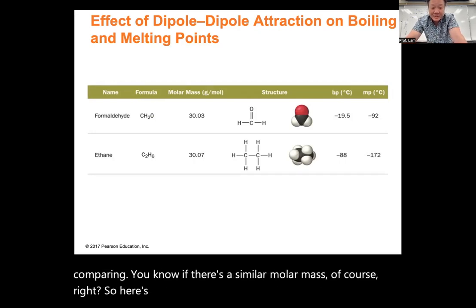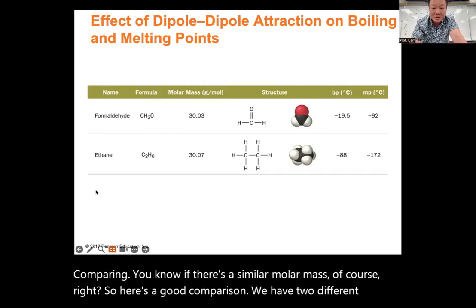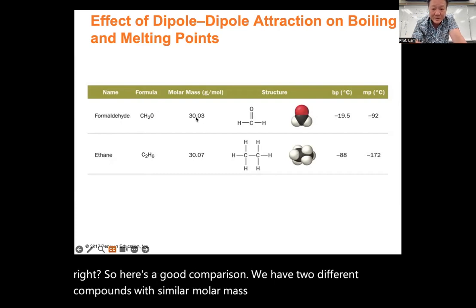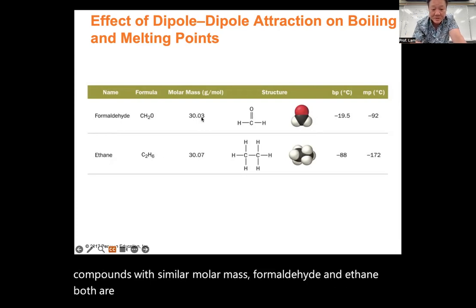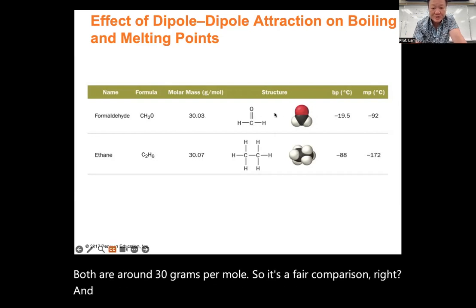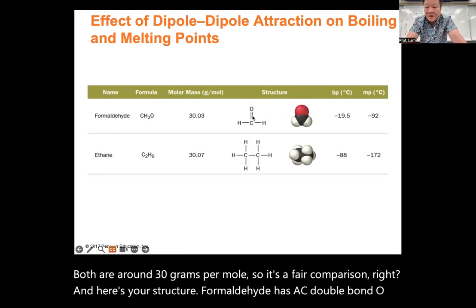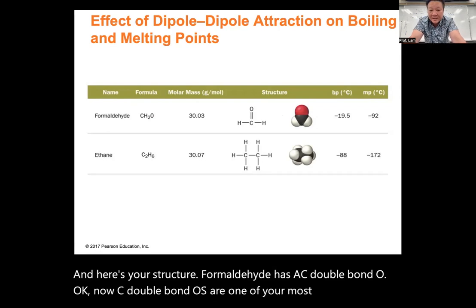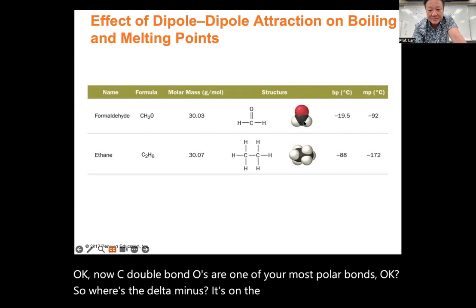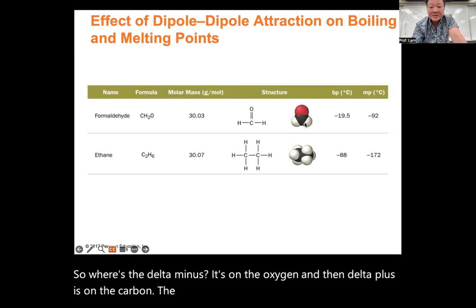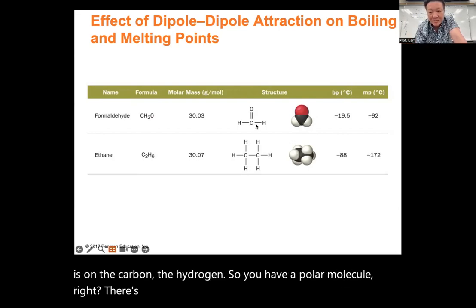So here's a good comparison. We have 2 different compounds with similar molar mass, formaldehyde and ethane. Both are around 30 grams per mole. So it's a fair comparison, right? And here's your structure. Formaldehyde has a C double bond O, okay? Now, C double bond O's are one of your most polar bonds, okay? So where's the delta minus? It's on the oxygen, and then delta plus is on the carbon and hydrogen. So you have a polar molecule, right? Draw the bond polarity arrow, it's gonna face up, okay?